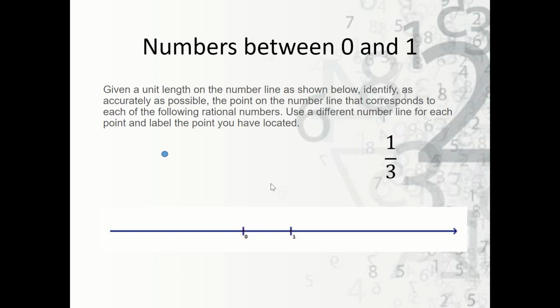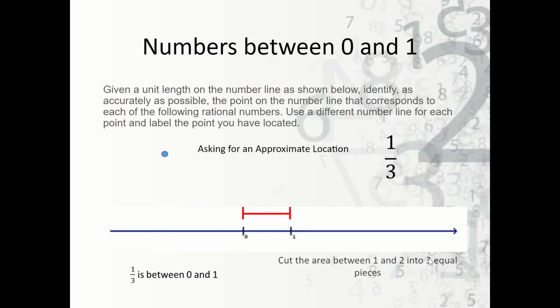Now what about 1/3? Same thing, we're looking for the approximate location. We should note that 1/3 is between 0 and 1. So we're going to start with 0 and 1. And then we're going to break this into 3 equal pieces because the denominator is 3.